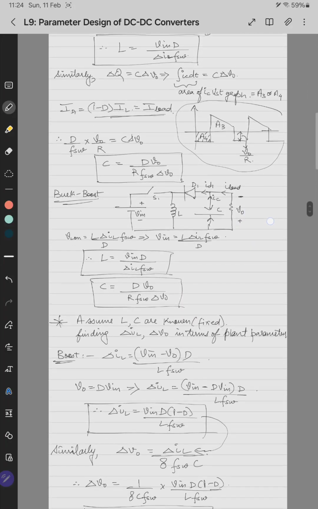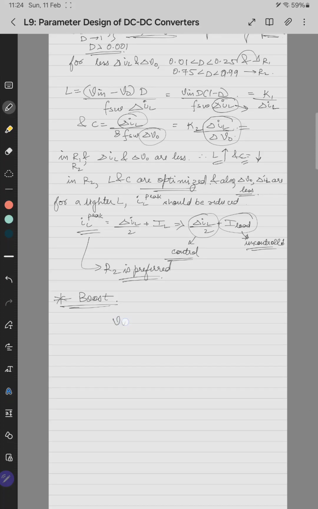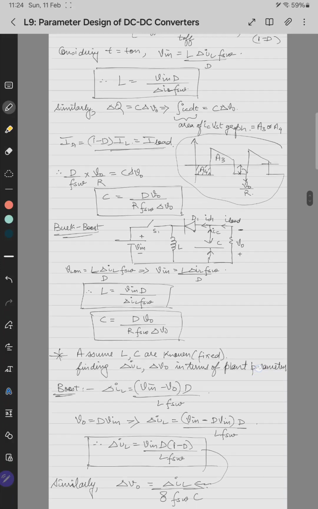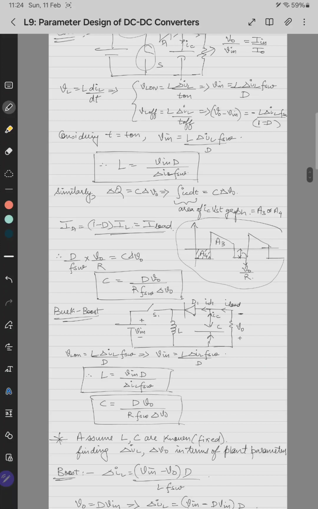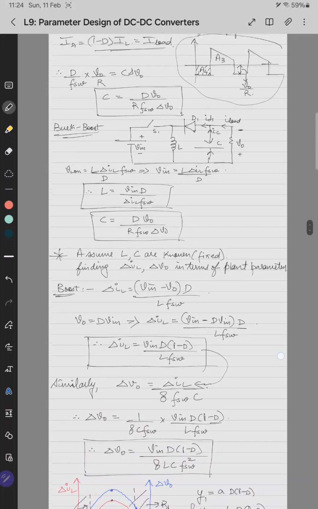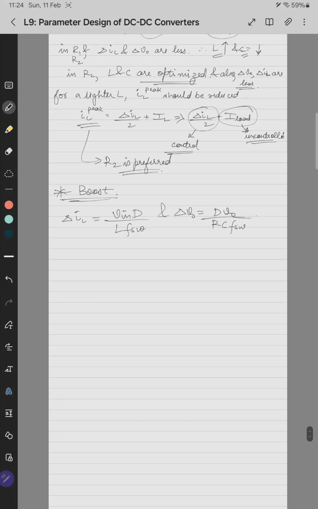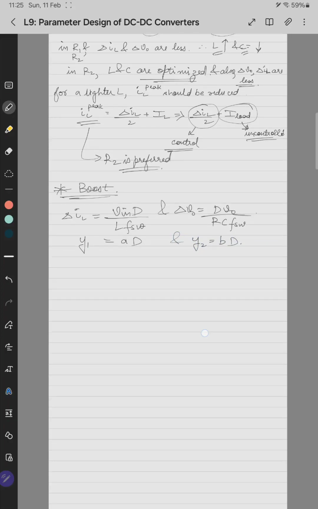For a boost converter, delta IL we can write as V in D by L F switching, and delta V naught was D V naught by RCF switching. So Y1 is A into D and Y2 is B into D. So it's a simple linear combination.